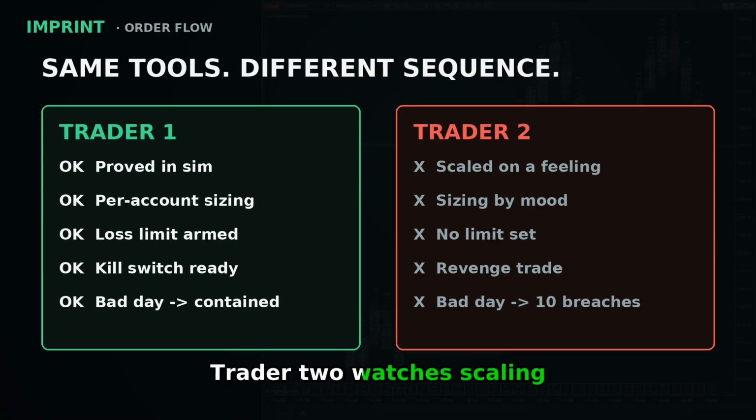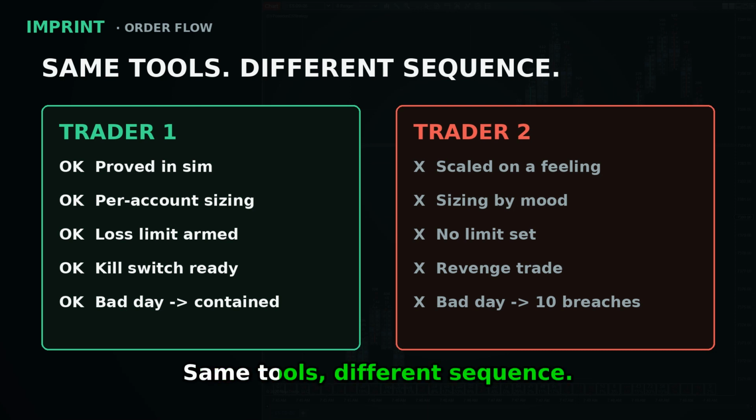Trader 2 watches scaling videos and goes straight to 10 accounts. His process is a feeling. His sizing changes by mood. His risk limit is, "I'll be careful." The first normal losing streak hits every account at once because they're copied. He gets frustrated, takes another trade, then another, then sizes up. Now the copier isn't scaling a strategy, it's scaling tilt. By the end of the day, he doesn't have one problem, he has 10.